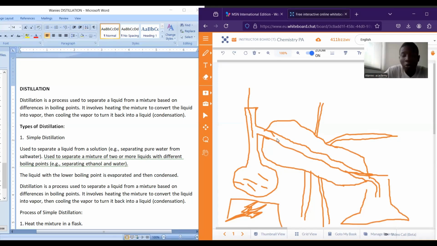What's the work of the condenser? The work of the condenser is to convert the gas into what? Convert the gas into a liquid. And the ethanol will now be coming out here once it's 78 degrees Celsius. We must not allow the temperature to reach 100 degrees Celsius before we stop it, because once it reaches 100 degrees Celsius, water will be coming out, and it might mix with the ethanol we are separating.